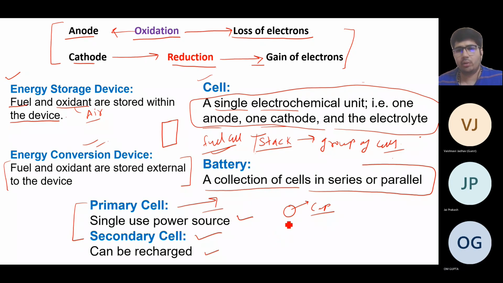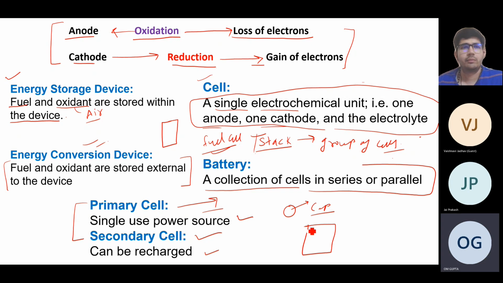Because in a fuel cell, the device is not storing anything. The device is just a combination of anode, electrolyte, and cathode. Your complete fuel and oxidant are outside. And you are converting the chemical energy into electrical energy directly. So fuel cells are the most efficient devices for energy conversion.